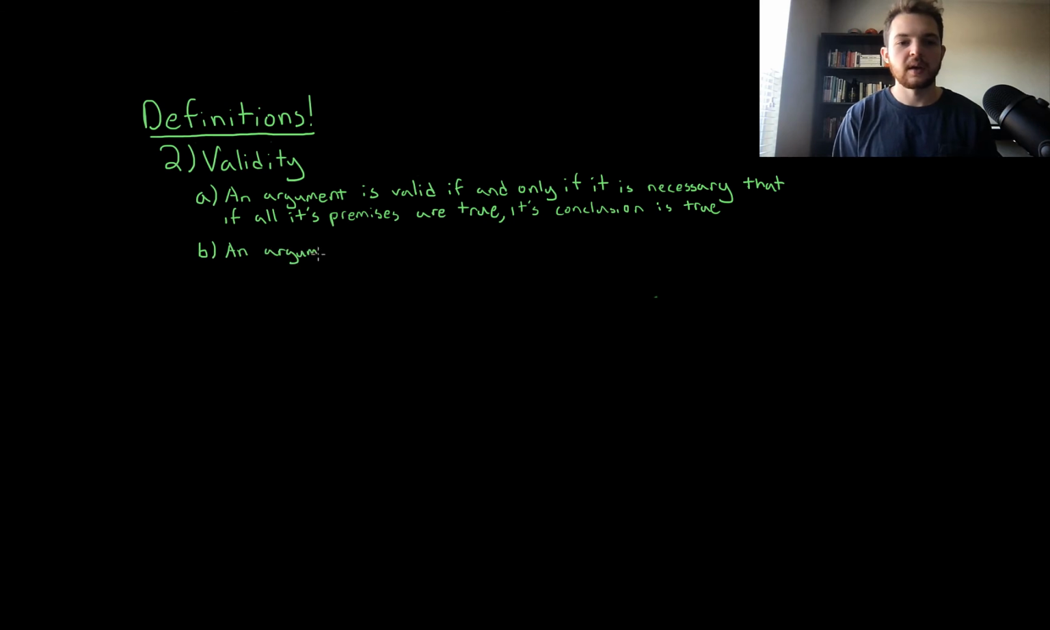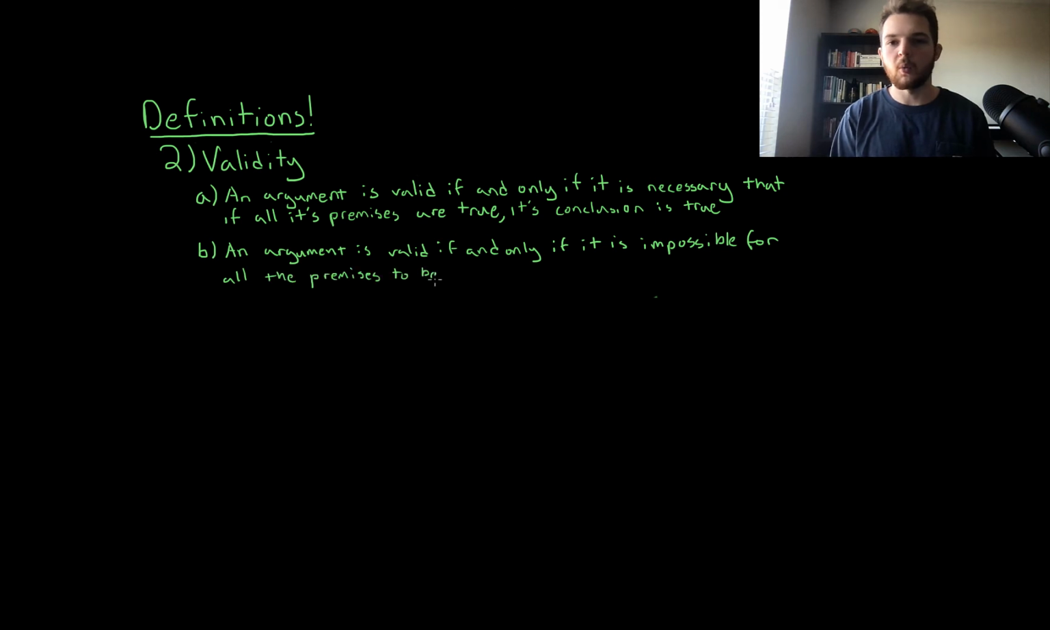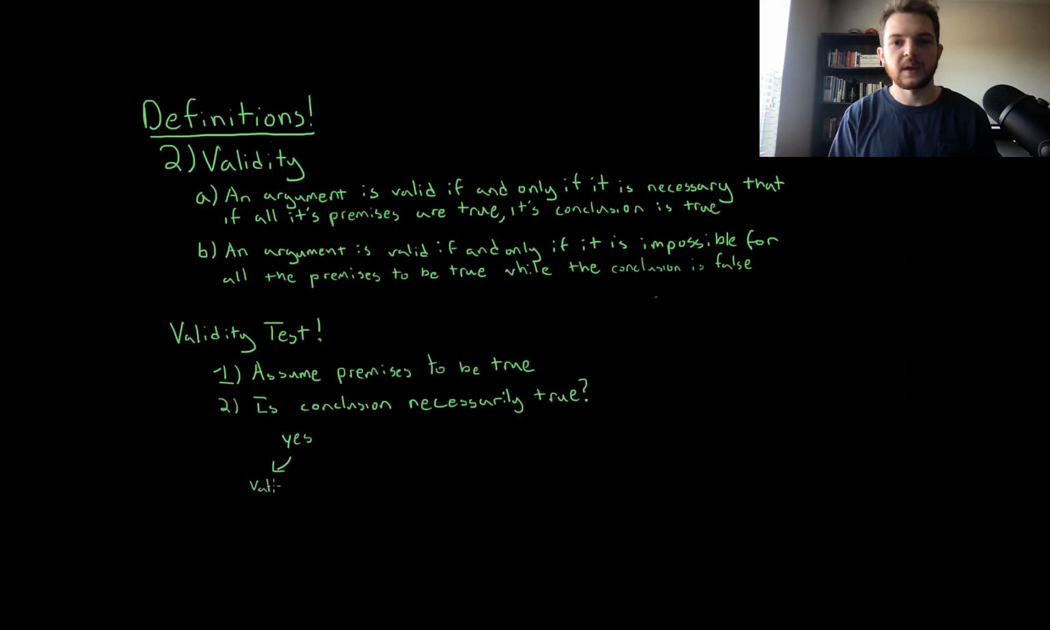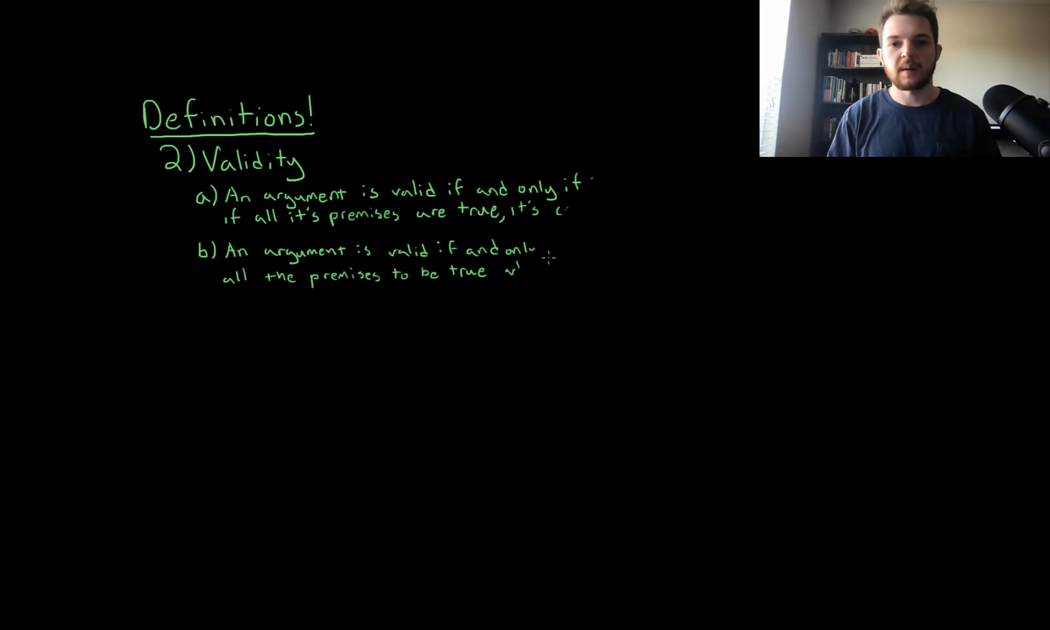Definition 2 is an argument is valid if and only if it is impossible for all the premises to be true while the conclusion is false. I like to think of validity as if we were to assume all the premises were true, would the conclusion be true? If yes, then the argument is valid. If no, then it is invalid. Let's look at a couple of examples and I'll show you what I mean.